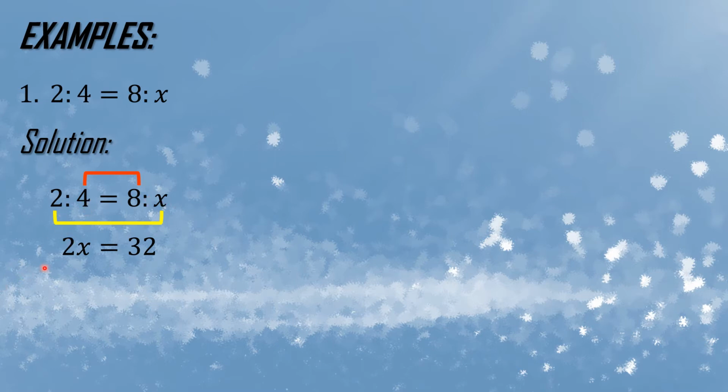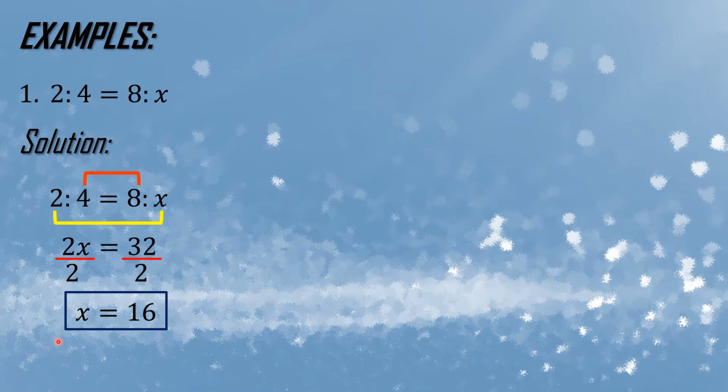So for us to find the value of x here, kailangan nating alisin or i-cancel ang 2 dito using the division property of equality, or we have to divide both sides by 2. Because 2 divided by 2 is 1 or simply x, and then 32 divided by 2 is 16, therefore the value of x is 16.